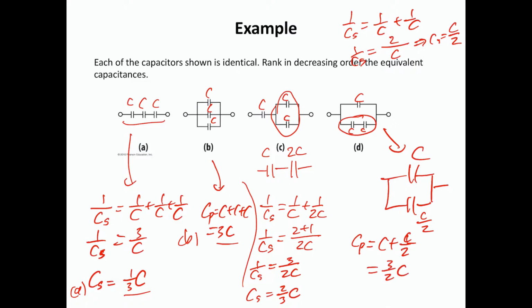Okay, which one has the highest capacitance? B. And next one is D. The next one is C, and then A.